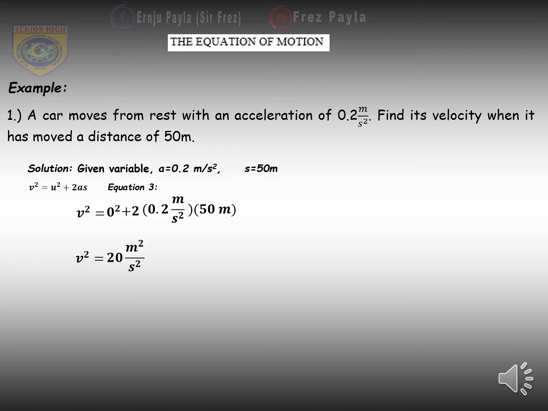So v squared is equal to 20 meters squared per second squared. To remove the square on the velocity, we take the square root of 20 meters squared over second squared. So v is equal to 4.47 meter per second. That is the velocity.